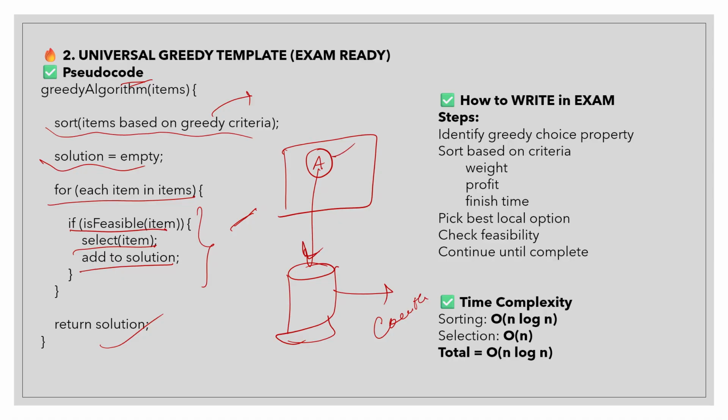Try to visualize things. Don't try to mug up concepts. Identify the greedy choice, sort based on weight, profit, finish time, whatever, based on the criteria. It will be given in the question. Read the question 2 times and you'll find the criteria given there. Without the criteria, you cannot do the sorting. Pick the best local option, check the feasibility, and continue until complete. Order of n log n. Very good time complexity in case of greedy.